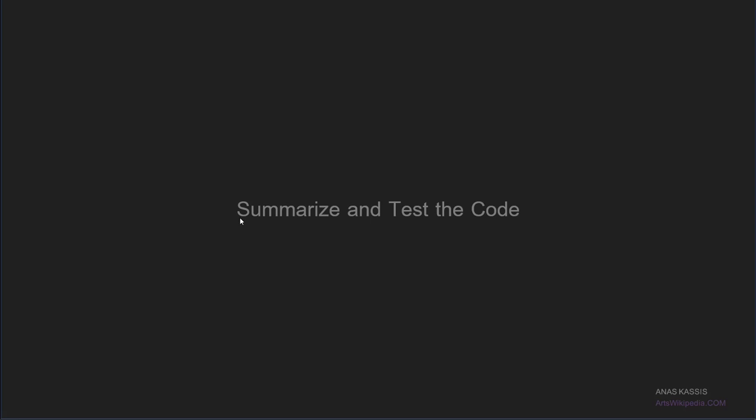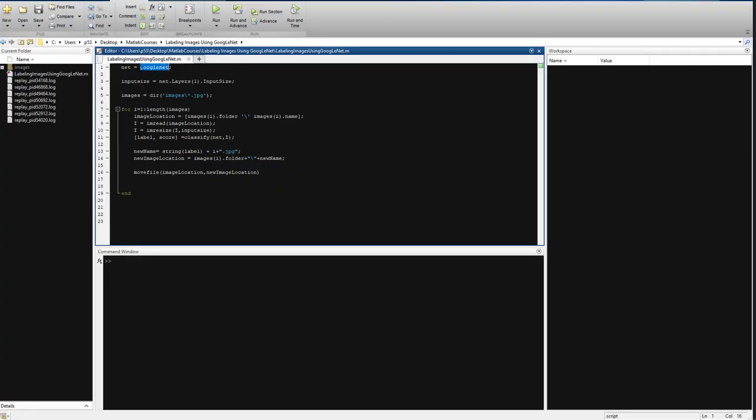Now let me summarize what we have so far and what you need to rename any image you have, and then we will test the code. So first you need to load whatever network you want to use, and then you get the input size of this network, and then you load all the images, loop over all these images, get the image location, read the image, resize the image based on the input size.